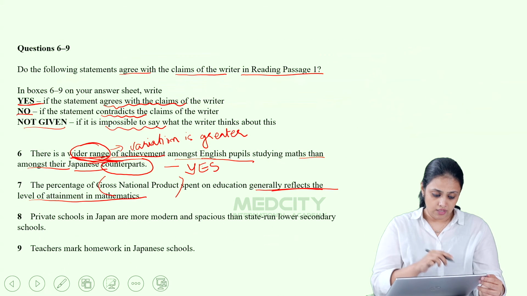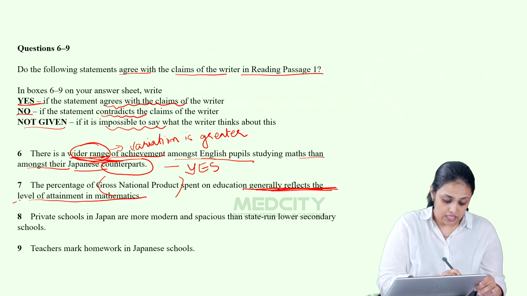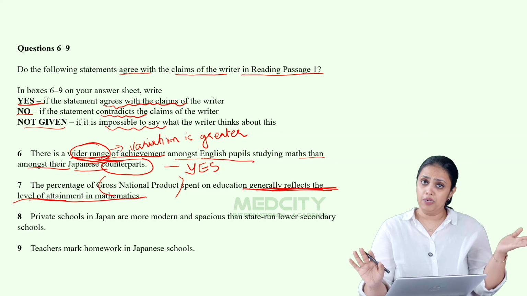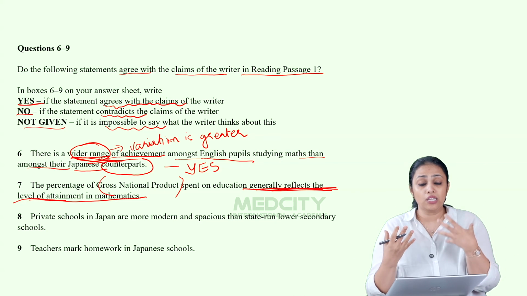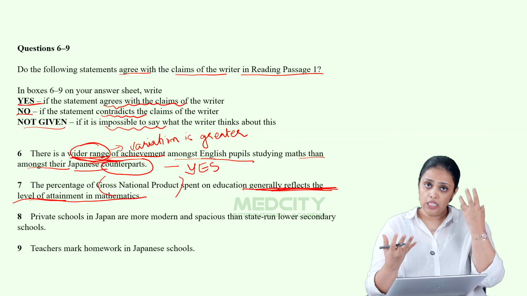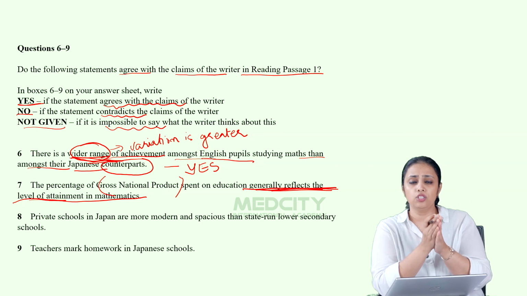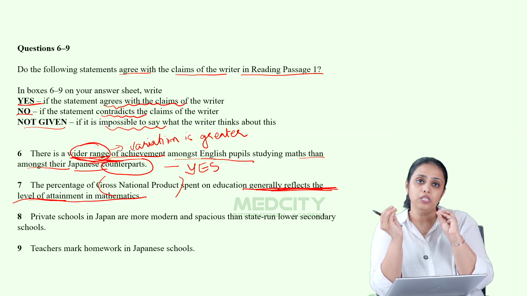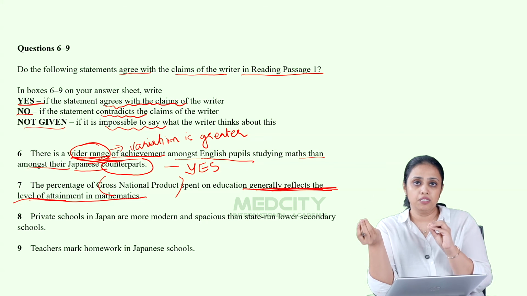Now, what does the statement say? It says that it generally reflects the level of attainment. The statement says that there is a direct proportion. But as per the passage, what is the writer trying to say? The writer does not make any claim. The writer is confused as to why, even though the percentage of GNP spent on education is the same, this difference is coming. Which means he has not made a statement or claim on the relation between the percentage of GNP spent on education and the attainment in maths.